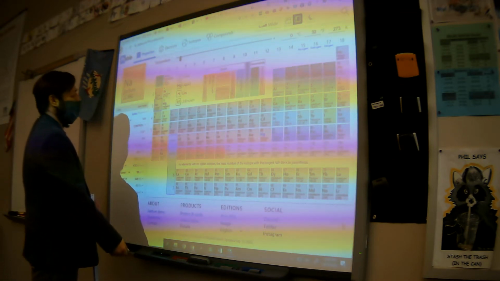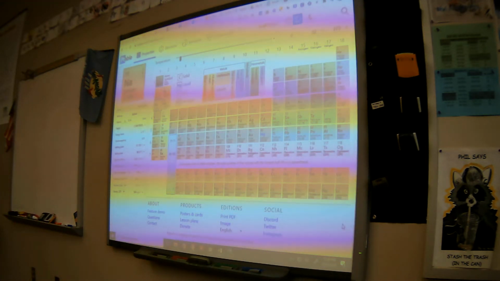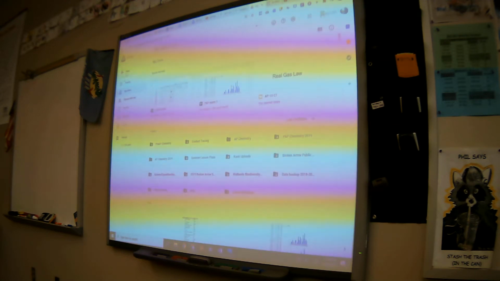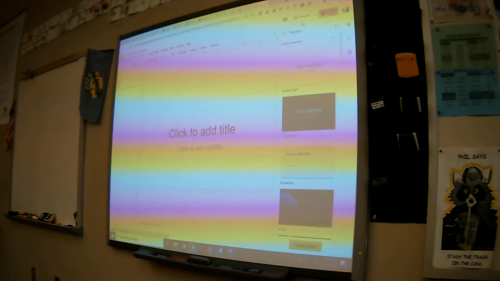Shoot. I wish I just had like a blank screen. One sec. Let me make a blank screen. Drive, new, slide, present, blank screen. All right. Where did my thing go? They're all up there. Good.